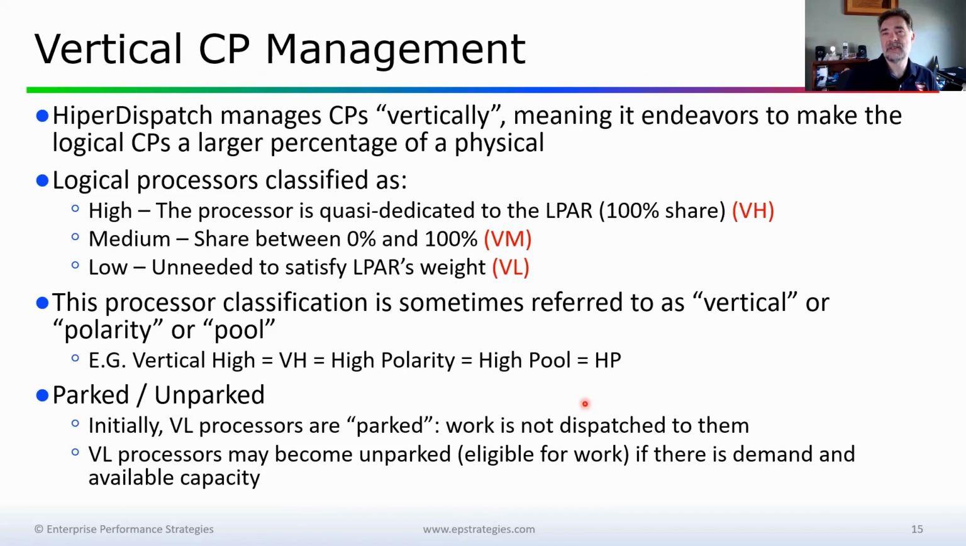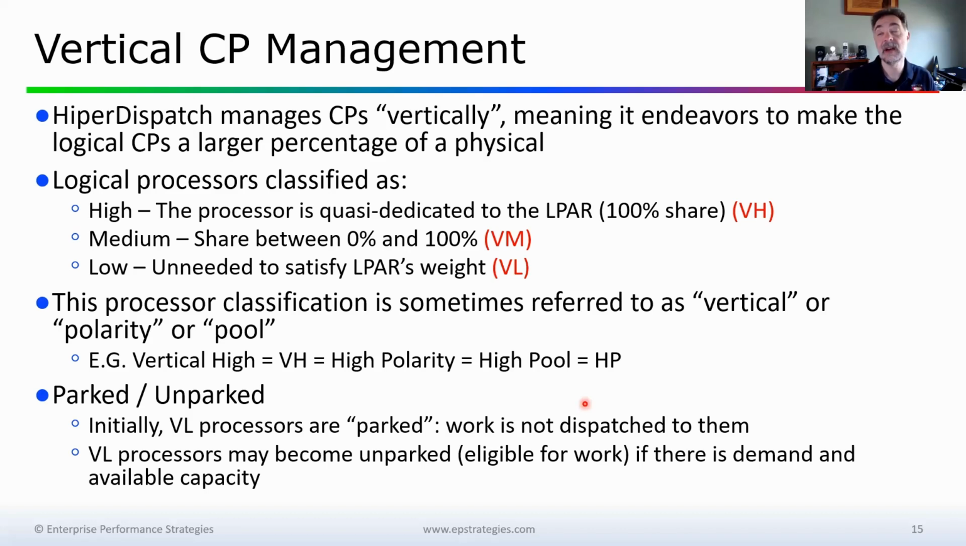Now with HiperDispatch, we'd start calling it vertical CP management, okay? Meaning that PR/SM endeavors to make the logical processors a larger percentage of a physical. And HiperDispatch classifies the processors in 3 tiers here, if you will: high, medium, and low. We sometimes call those verticals or polarity or pools. So whether it's high pool, high polarity, vertical high, they all mean the same thing. We're really talking about high, medium, and low processors, okay?